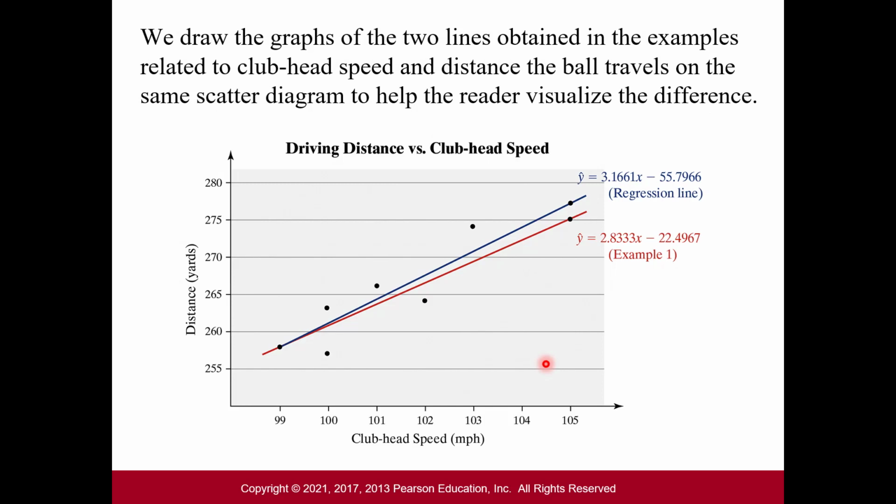All right, so we draw the graphs of the two lines obtained in the examples and their scatter diagram for the original data points. And so this just helps you visualize the difference. Example 1 is the red line. Example 2 is the regression line. So we can see that they were both pretty good fit lines, but the regression line was just a little bit better.